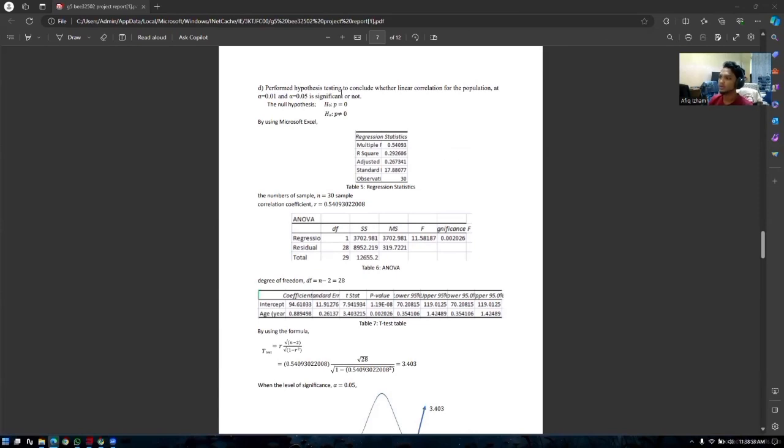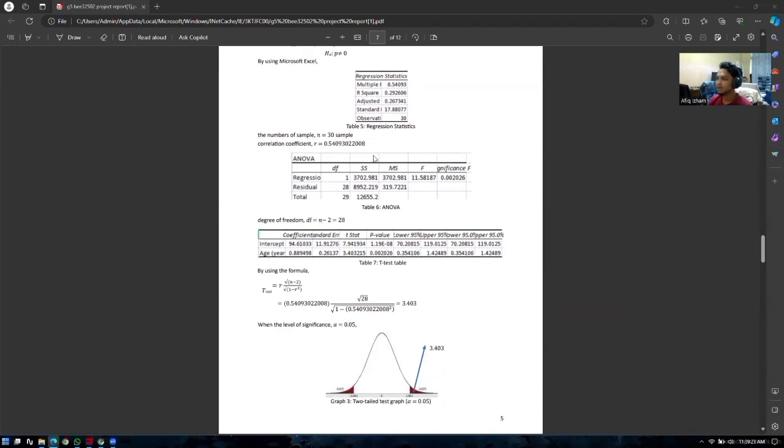Question D asks to perform hypothesis testing to determine whether there is a linear correlation for the population at alpha equal to 0.01 and alpha equal to 0.05. So this is the hypothesis. By using Microsoft Excel, this is the regression statistic. The number of sample is 30. The correlation coefficient R is equal to 0.5409. So this is the ANOVA table.